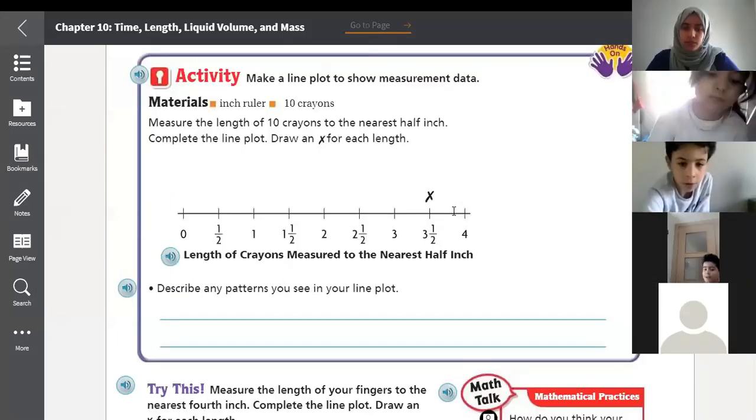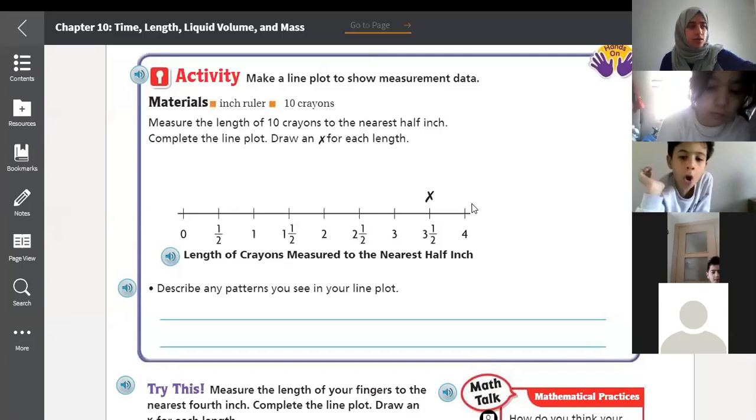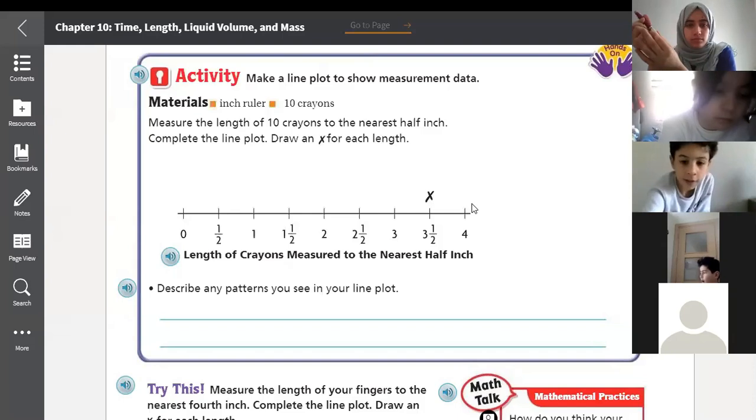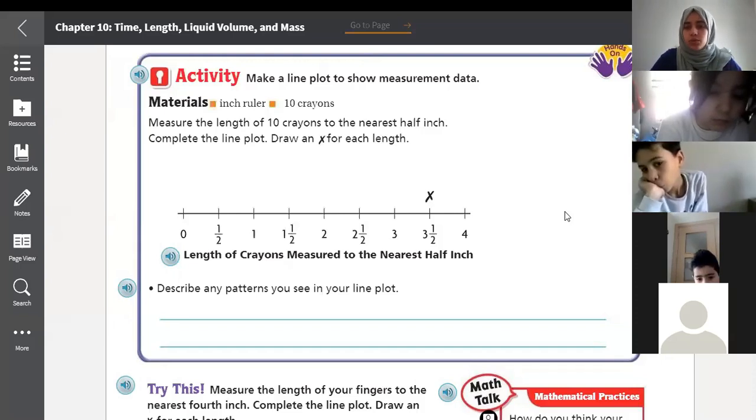Okay, so for this example, I'm going to use a number line, or a different way of showing a fraction strip, to measure the length of 10 crayons. So what I'm going to use here is I'm going to measure a pen, because I don't have crayons near me right now, and I'm going to measure different pens, okay?